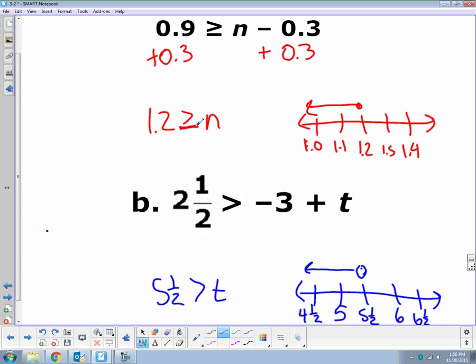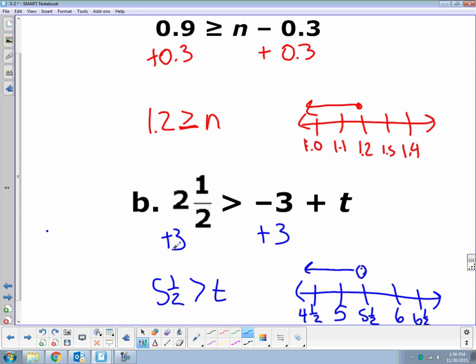For the second one, similar idea, it's negative 3 plus t. So when I'm doing these problems, I know I have to get rid of this negative 3. It has to go away, so I have t all by itself. To get rid of a negative 3, I can add 3. You could also subtract negative 3, which would be the same thing.